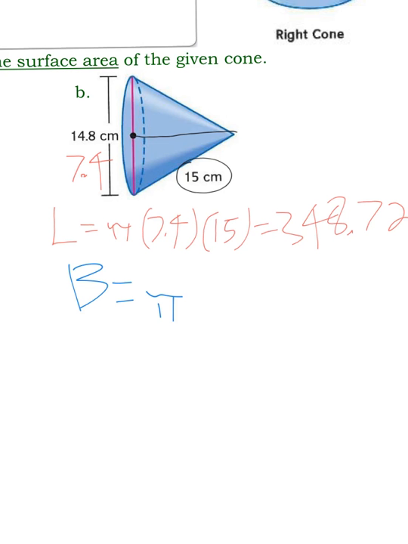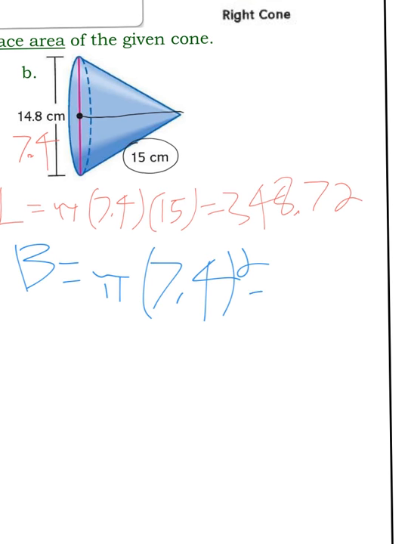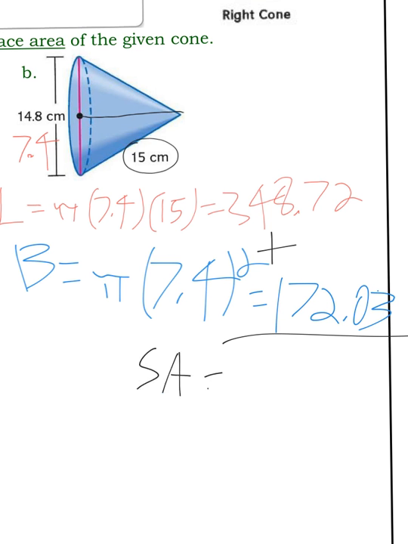So pi r squared would be pi times 7.4 squared. And that's going to give me an answer of about 172.03. Oh, that's a 3. And yeah, so just add these two together. 348.72 plus 172.03. And I get a surface area of about 520.75 square centimeters.